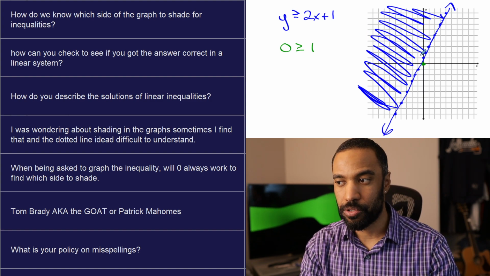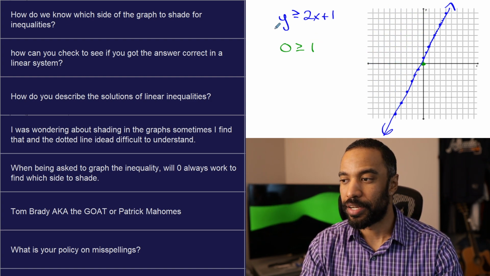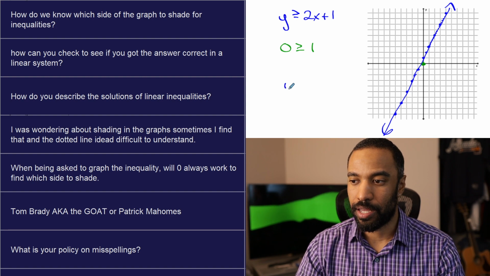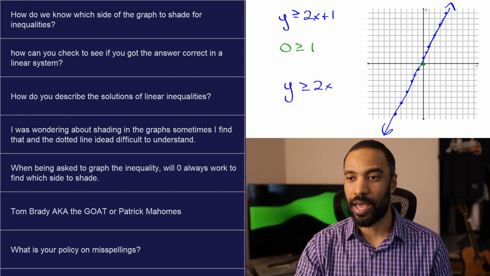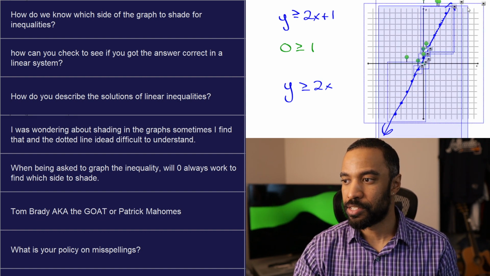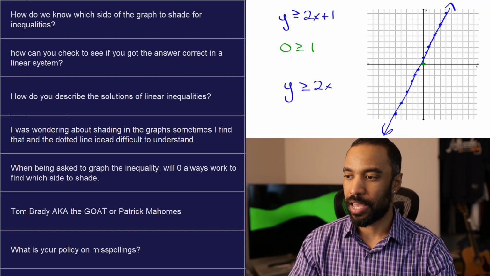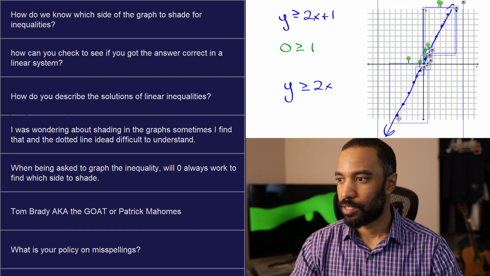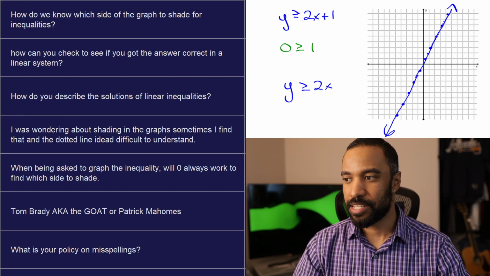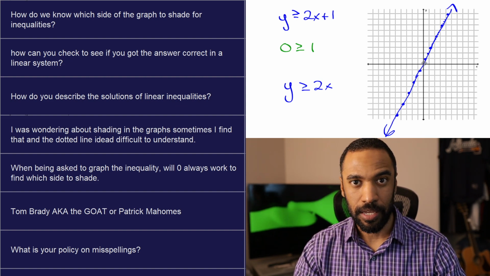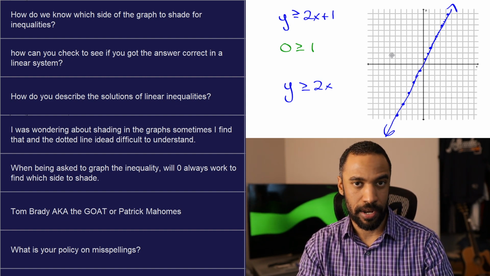Now, you can test 0, 0 as long as it's not on your boundary line. But what if this was the inequality y is greater than or equal to 2x? Not 2x plus 1, but just 2x. Now what we're looking at, guys, is a line that crosses through 0, 0. I can't test 0, 0 because it's not going to tell me. I mean, it might give me a true or false statement, but 0, 0 is not on one side of the line or the other.